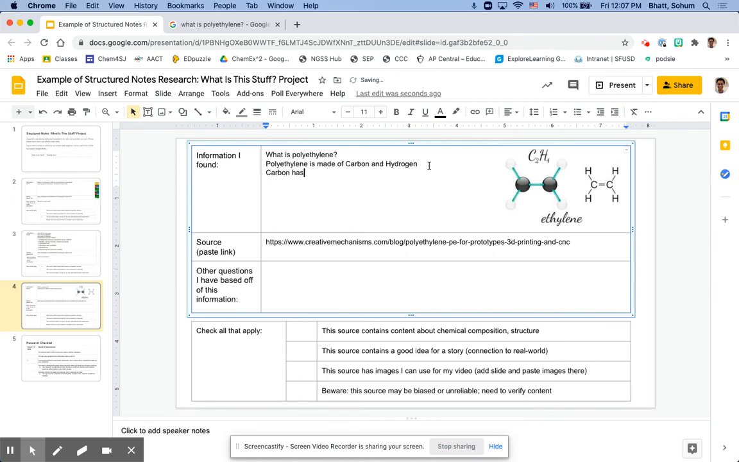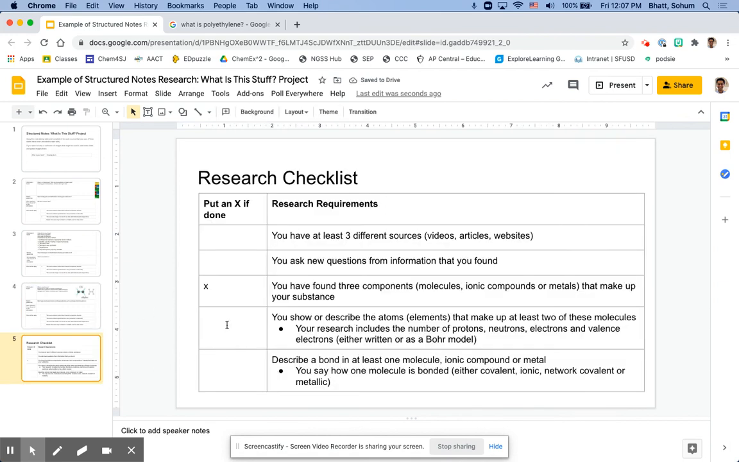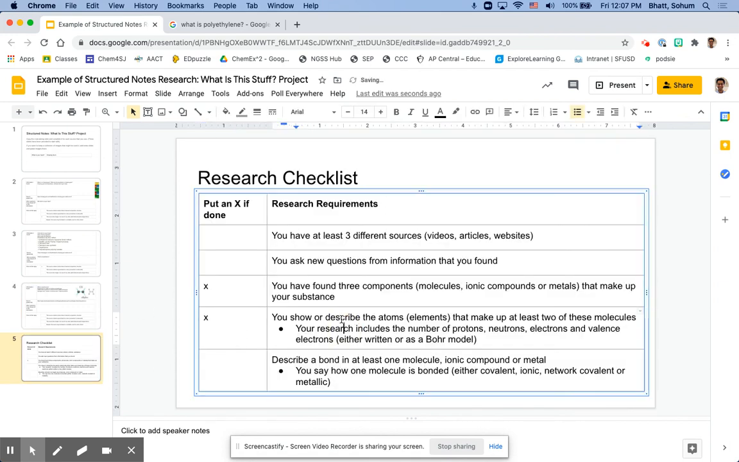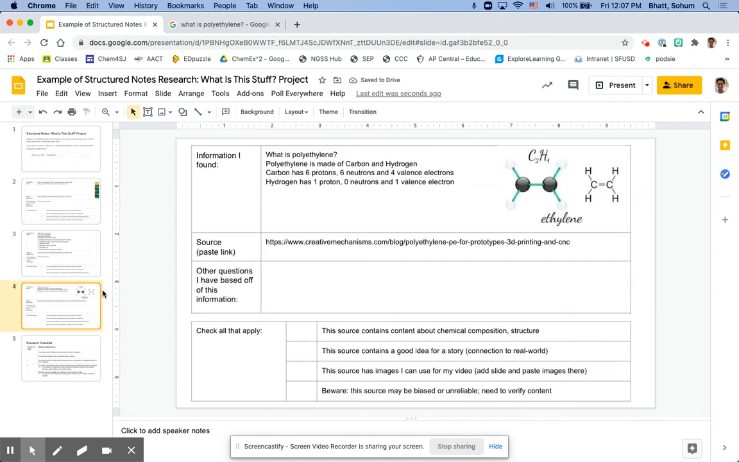And then we already know a little bit of information about carbon and hydrogen. So carbon has 6 protons, 6 neutrons, and 6 valence electrons. Oh, sorry, 4 valence electrons. And hydrogen has 1 proton, 0 neutrons, and 1 valence electron. And now, since I've done that, it checks off this box on the checklist. You should describe the atoms that make up at least 2 of your molecules. So we did it for polyethylene.